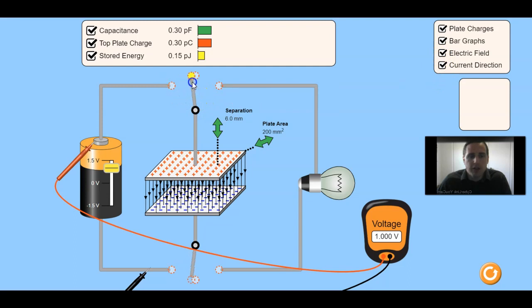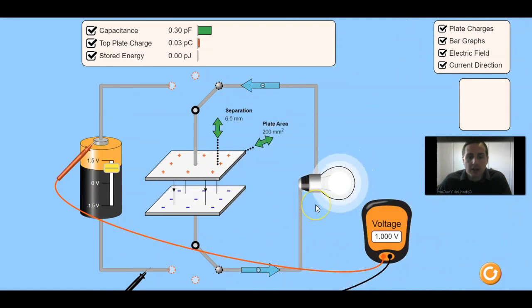Now what we're going to do is, this now is the neutral position of the wires. This is a capacitor that is separate from the battery. It's isolated, so to say. And we're going to move the wires over to position B. Position B is going to be the position where we can discharge the capacitor through this light bulb. So let's see what happens.